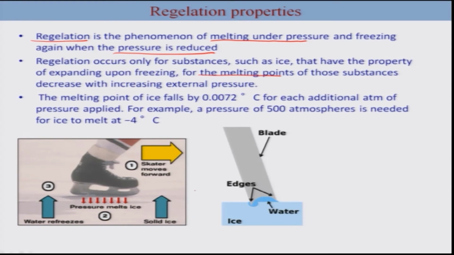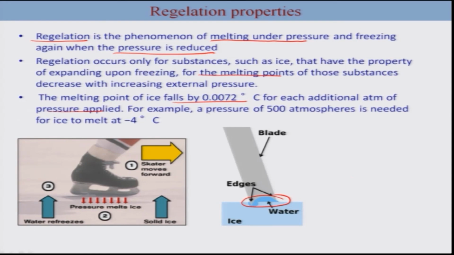So essentially this is an interesting material. For example, the melting point of ice falls by 0.0072 degrees Celsius for each additional atmosphere of pressure applied. And it has been argued that since you apply pressure, you melt the ice, and by melting the ice you have a thin layer of fluid, and hence you can ice skate on it. But let us look at whether this is feasible at all or not.